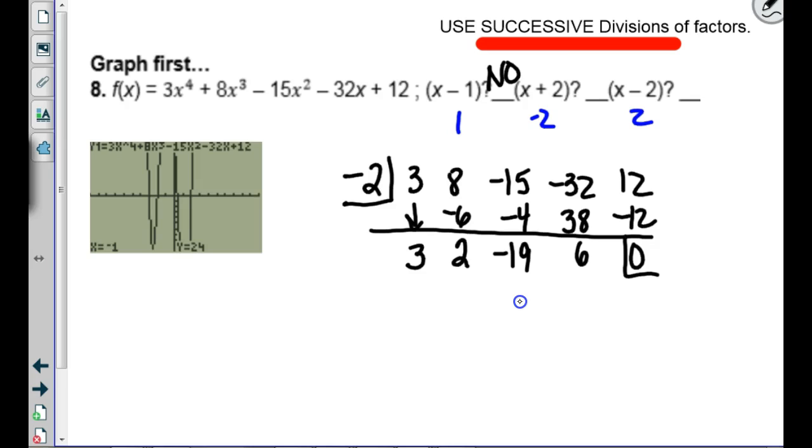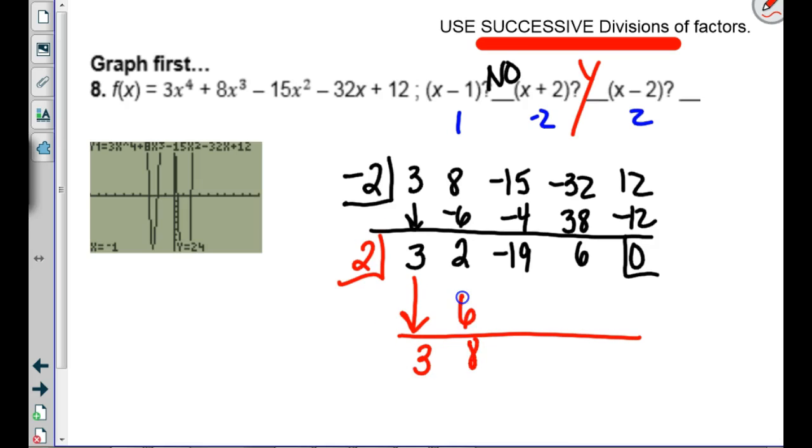All right. Remember, successive division. That means you don't go back to the original polynomial. You now try the next factor in this one. What are we going to do next? Yes, this one worked. And now we're going to put in the other next 0, which is positive 2, into this polynomial. Bring down the 3. 2 times 3 is 6. So this worked.